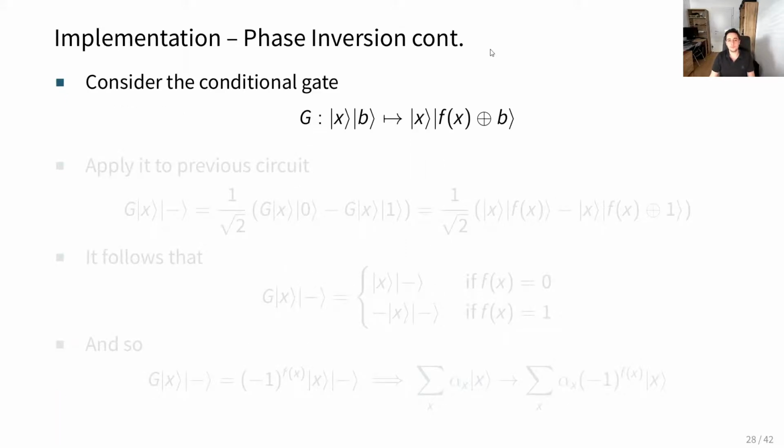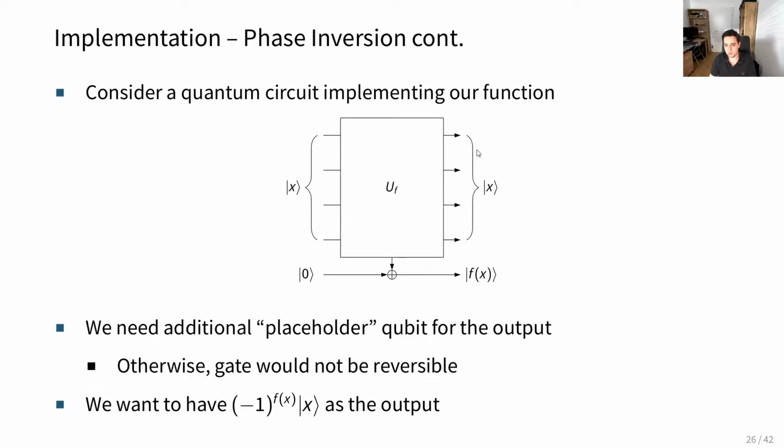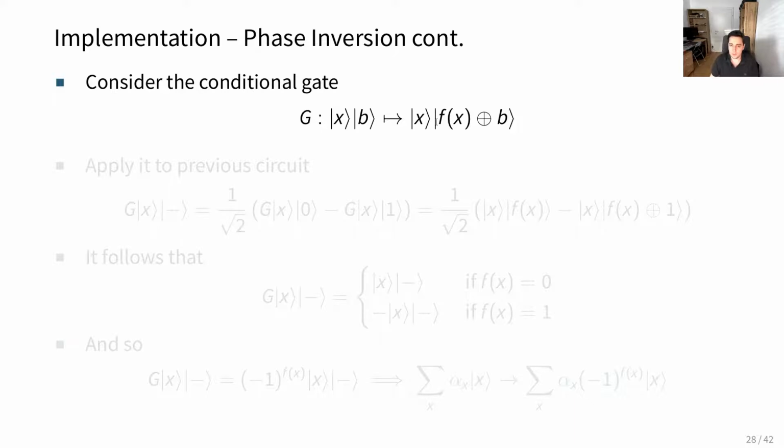And how can this be done? Well, consider this conditional gate here, which basically takes an input x and some placeholder bit b. What this function does is that it returns the input as the output, so like here, input goes to input again. And then it returns this final position at the end, f of x XOR b. Okay, so we have this input and this output here, and b can be thought of as a control bit, which is added here to this function output.